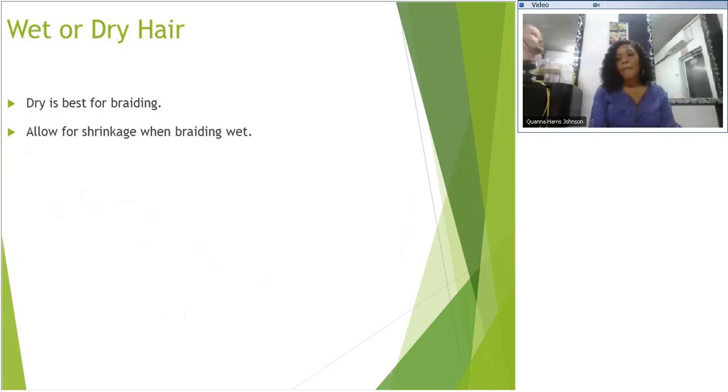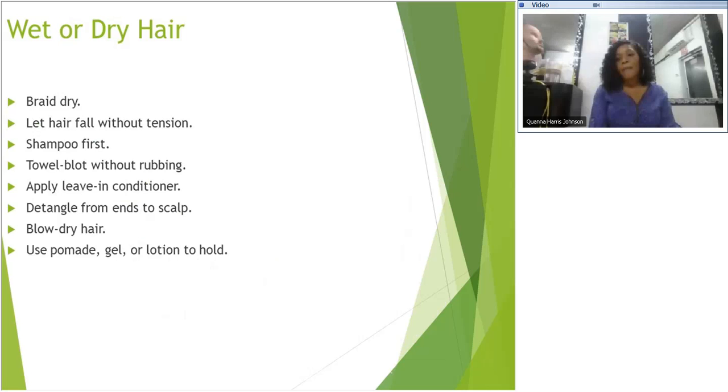Now, for braiding, we braid hair mostly dry. Yes, hair can be braided wet if you want those textured styles, like when you do your twist out and stuff like that. You can wet it down and allow it to dry, and the hair will come into those patterns. But what happens when you braid the hair wet is that the hair actually shrinks.